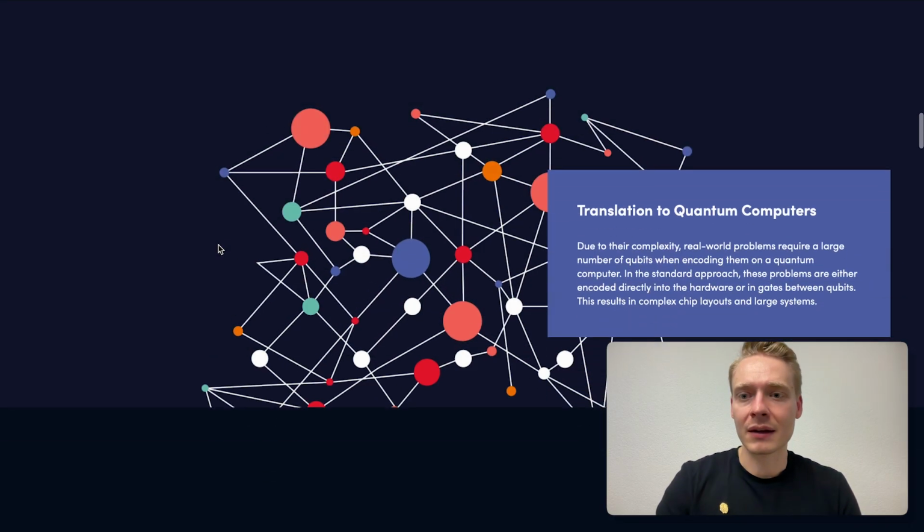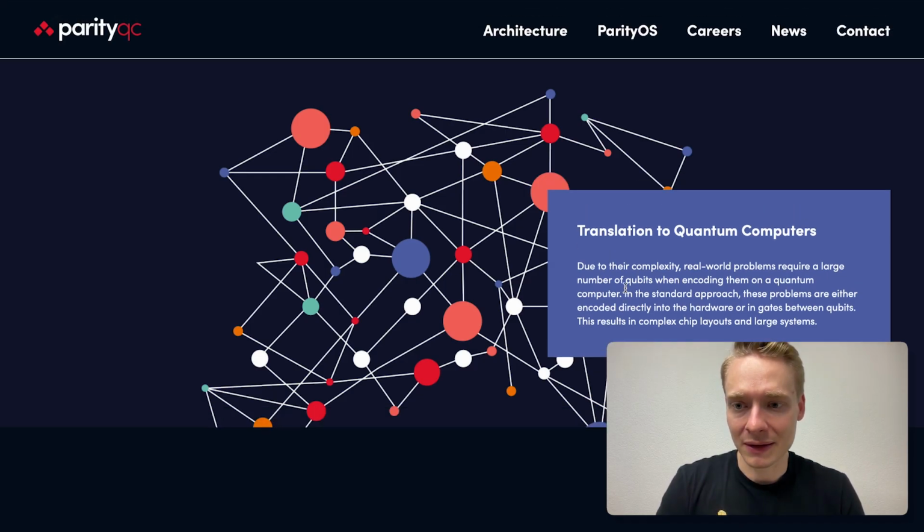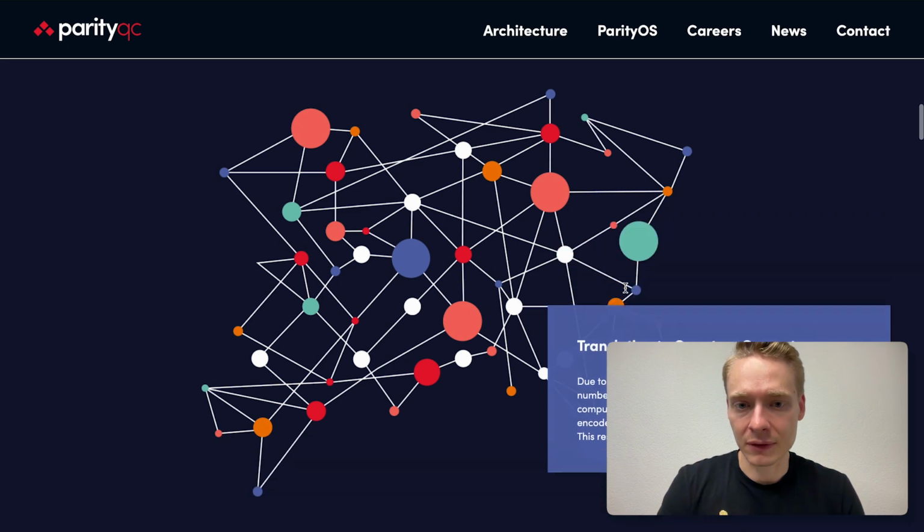Okay. Then we have translation to quantum computers. Due to their complexity, real-world problems require a large number of qubits when encoding them on a quantum computer. In the standard approach, these problems are either encoded directly into the hardware or in gates between qubits. This results in complex chip layouts and large systems.